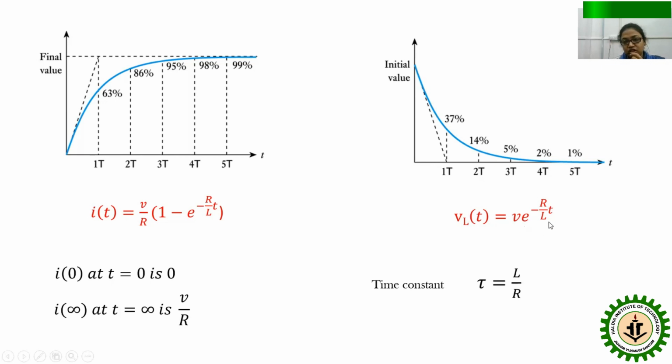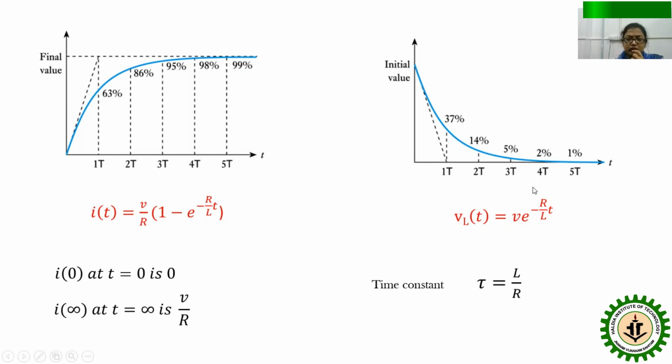Again it will follow the exponential nature, but in decaying format, because initially the inductor behaves as an open circuit. In open circuit, current is zero, but you can get maximum voltage. At the final state the inductor behaves as a short circuit. So for the short circuit condition you can get maximum current, but voltage becomes zero. Now from these two equations, you can see one term is there, R by L.